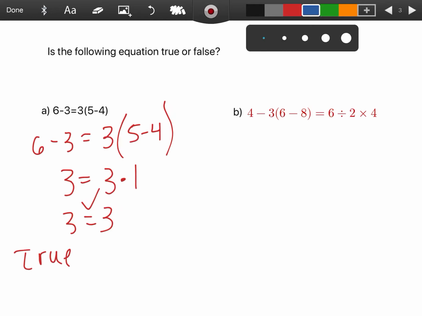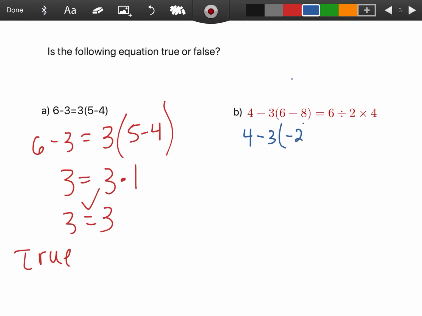Over on the right side now with B, we have 4 minus 3 times 6 minus 8 equals 6 divided by 2 times 4. So let's start by simplifying the whole left side. So 4 minus 3 times, okay, here's my parentheses. This is the first thing I need to do. 6 minus 8 is a negative 2. I'll keep that in parentheses because it's a negative number.